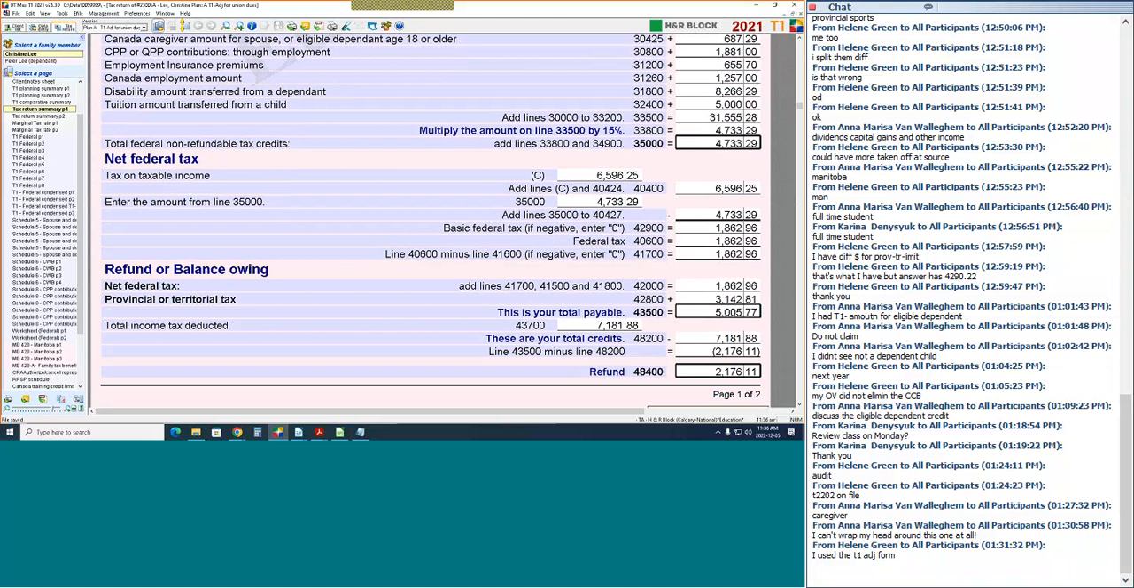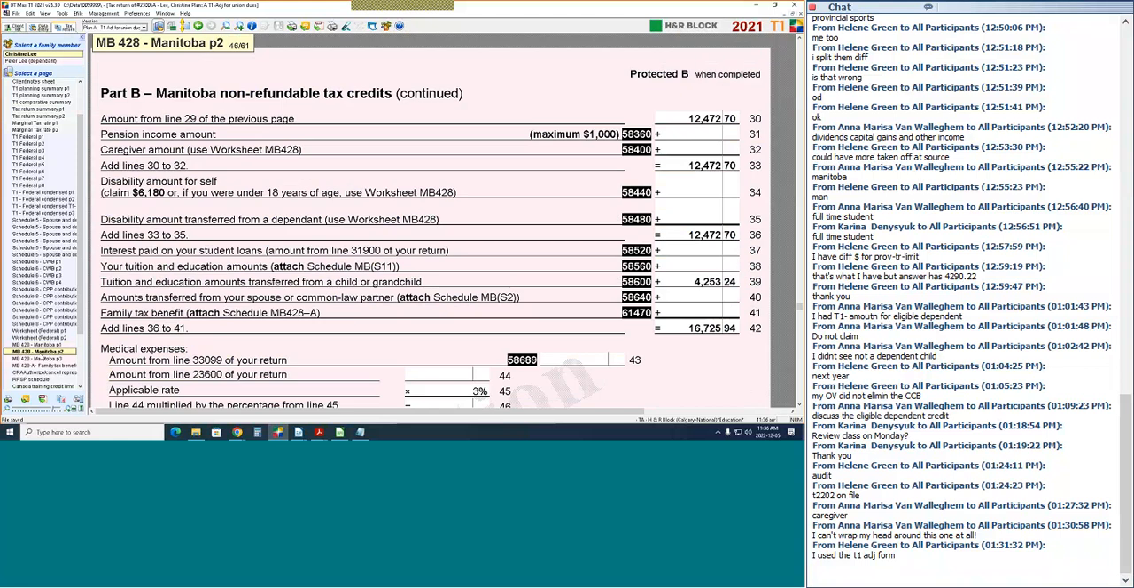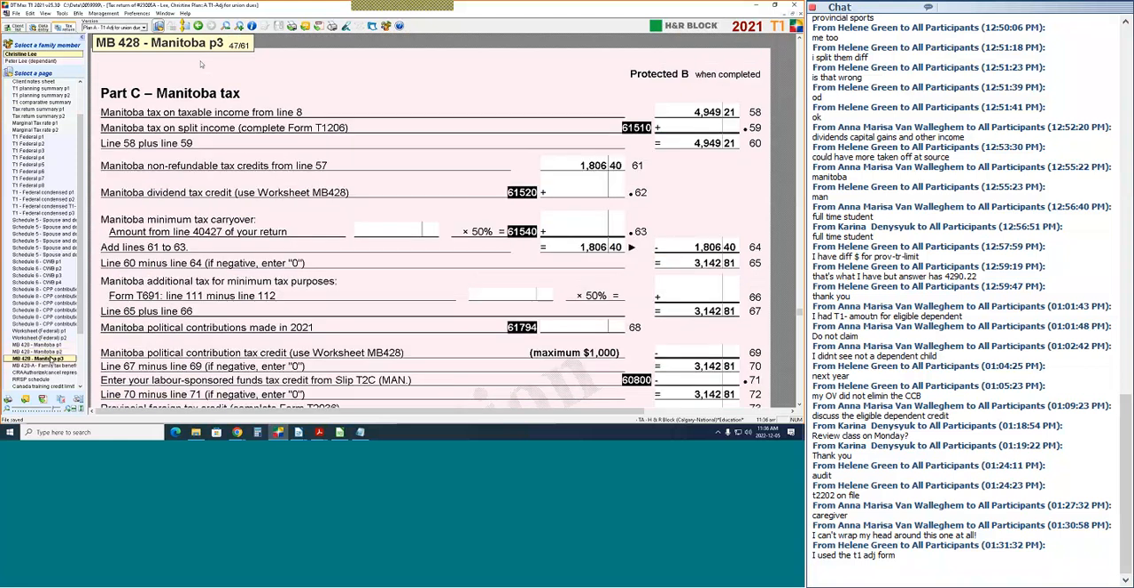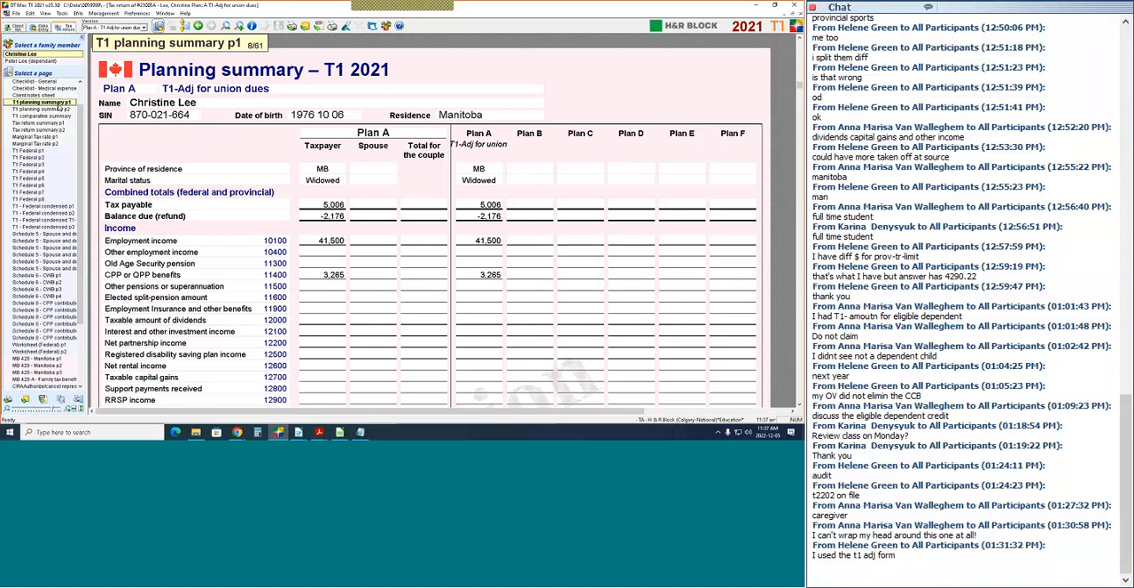So if you want the provincial forms, you have to print the provincial forms. So if I want a printed copy, I could print the plan of the provincial forms. And you're going to notice the version is up at the top here. So it's going to tell me I'm in a plan now. And I should be able to see a planning summary.